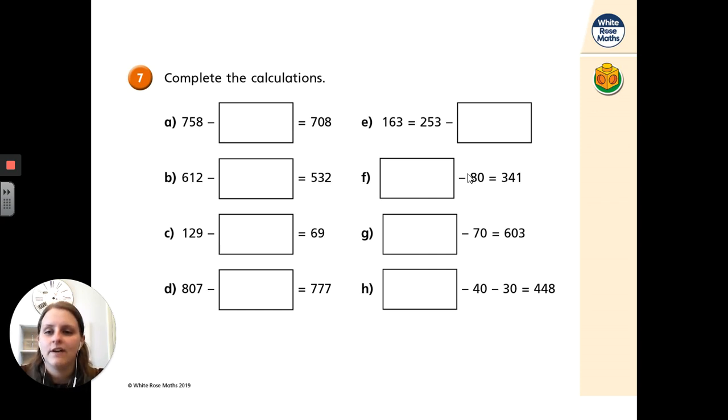So have a think. If I've got 758 and I take something away to get 708, you could draw a number line, you could count on from 708 up to 758. You could do a column subtraction. There's lots of different ways that you could do this. So have a think. What method would you need to use?